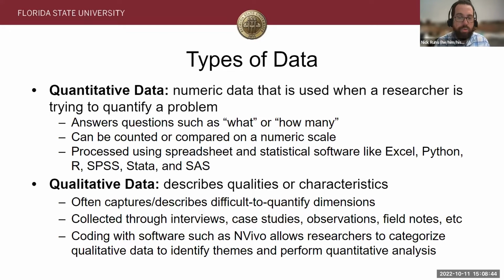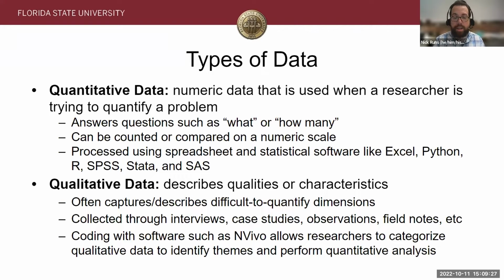Quantitative data is numeric data that is used when a researcher is trying to quantify some sort of a problem. If they're asking questions such as how many of something, or they're counting something or comparing things on some sort of a numerical scale. This is an example of quantitative data. And this is often processed using different statistical software or spreadsheet software, such as Microsoft Excel or Python, R, SPSS, etc.